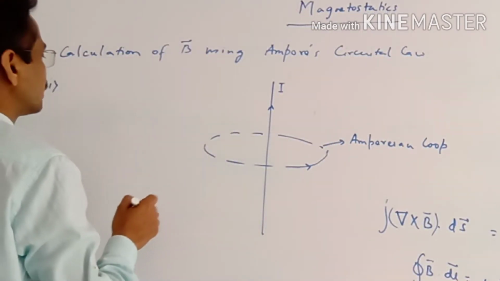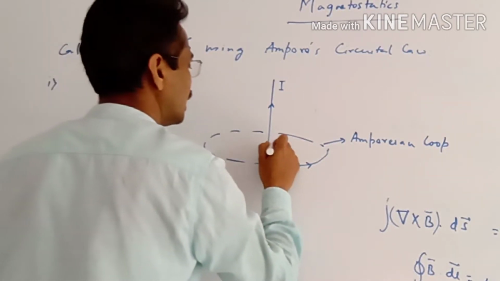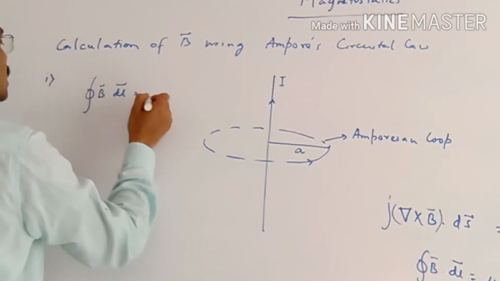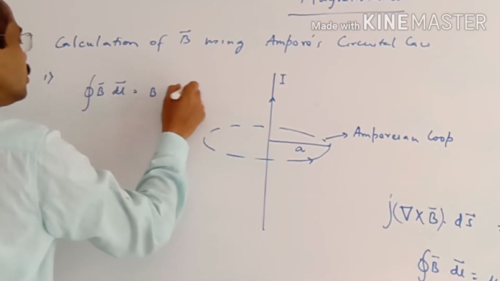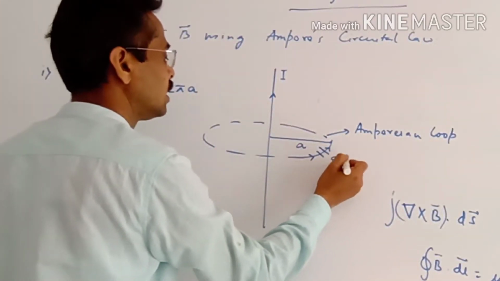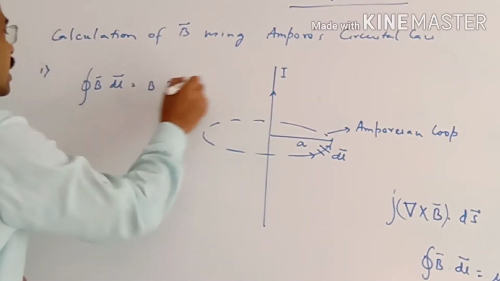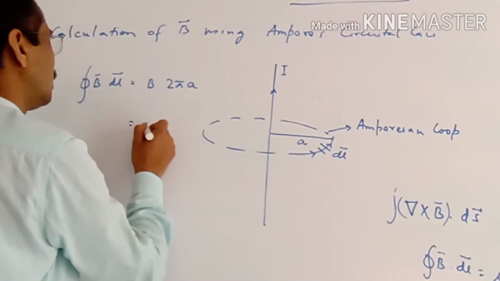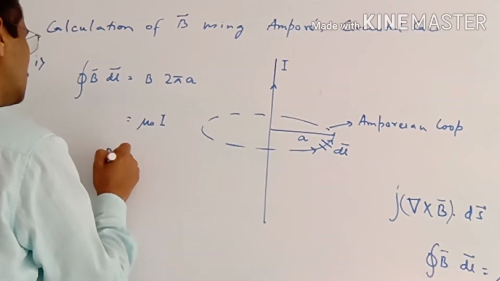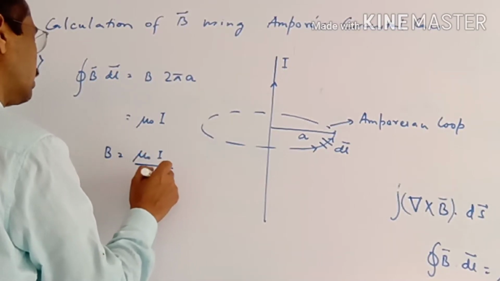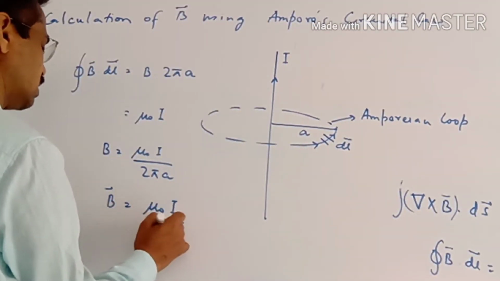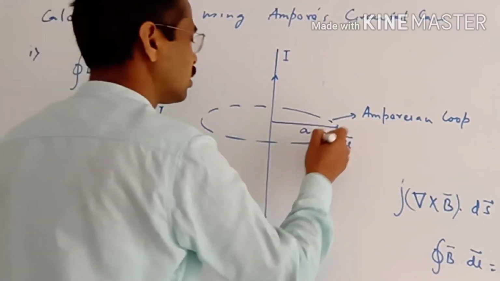If we want to find the current enclosed, then let the radius of this loop be A. Then we can say the integral of B dot dl is equal to B into 2 pi A, because the direction of the elementary length dl and the direction of the magnetic field are the same. And this should be, according to Ampere's circuital law, mu naught times I enclosed by this particular loop. So we can very easily write B to be equal to mu naught I by 2 pi A, and if one wants to write the direction, it is along phi cap.